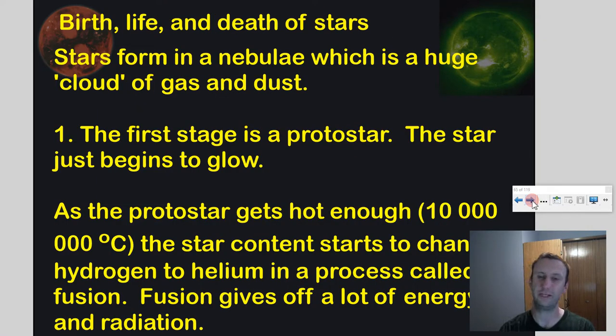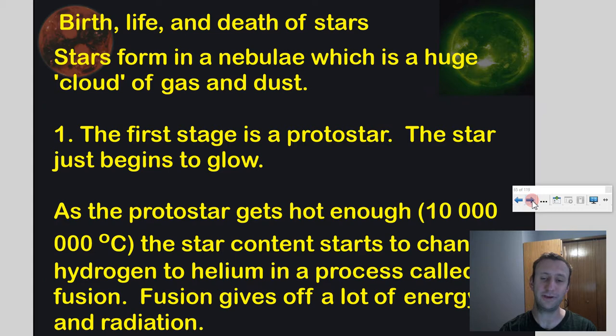So let's talk a little bit about the life cycle of a star, the birth, life, and death of stars. Stars form in a nebula, which is a huge cloud of gas and dust. Eventually that cloud and dust starts collecting, and because of gravity, it comes together and forms something of very, very high mass. At the start, we have nuclear fusion beginning, and we have a protostar at that point. That's when the star is just beginning to glow.